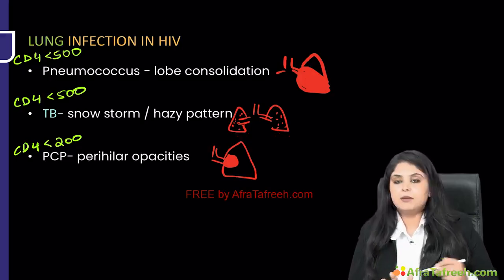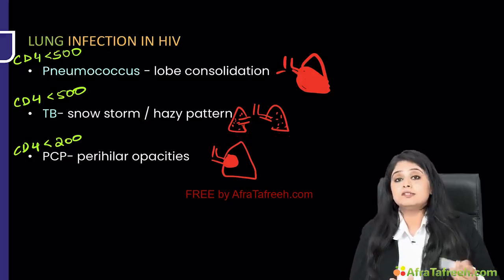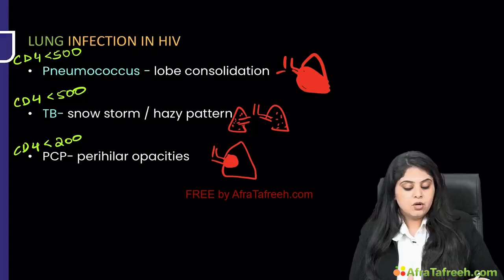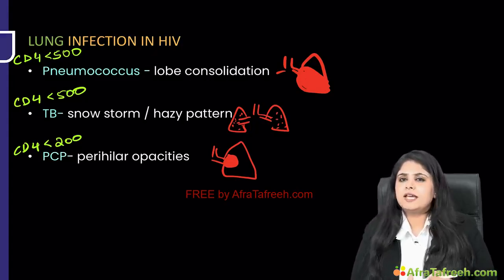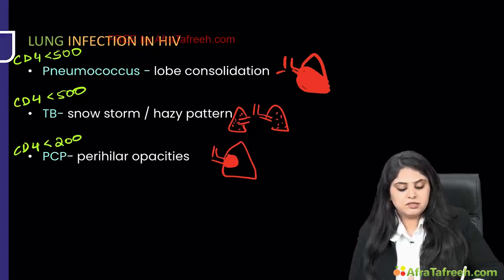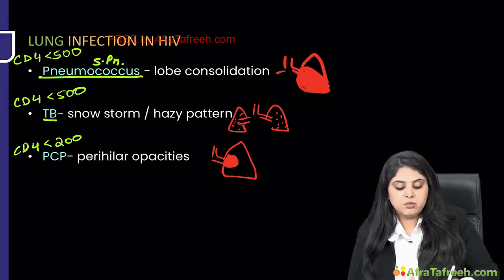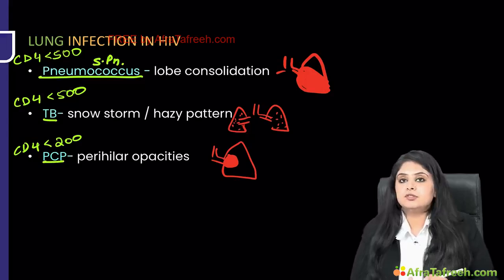Either there's a TB problem, or there's a Streptococcus pneumoniae, pneumococcus problem, or there's a Pneumocystis carinii pneumonia. These are the three problems. Either it's a bacteria that is TB, or it is a bacteria that is Streptococcus pneumoniae, or it is a fungus that is Pneumocystis carinii.